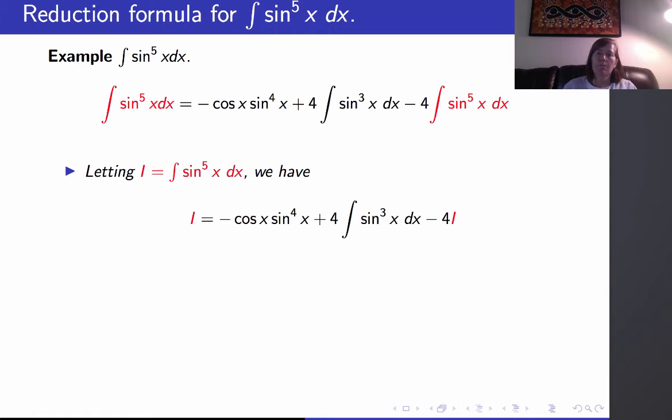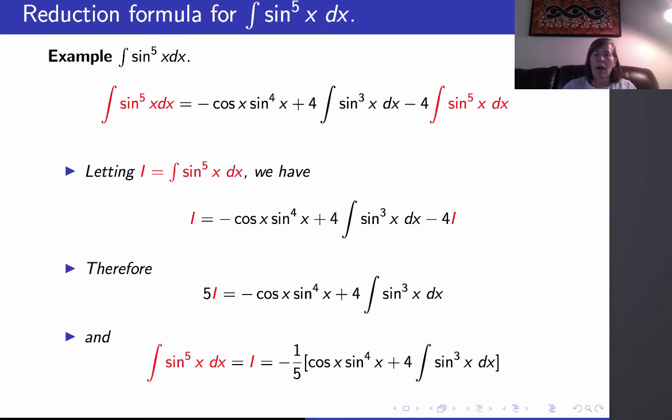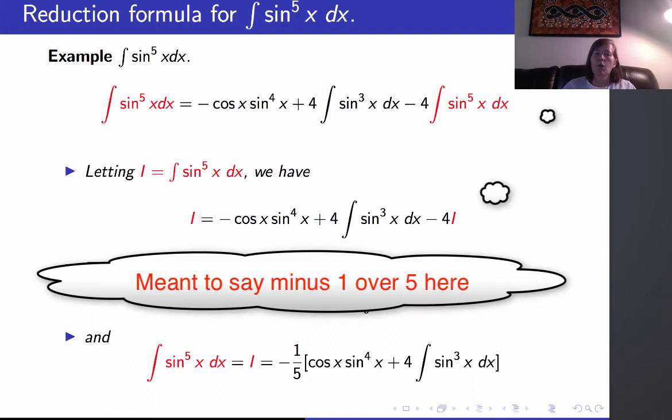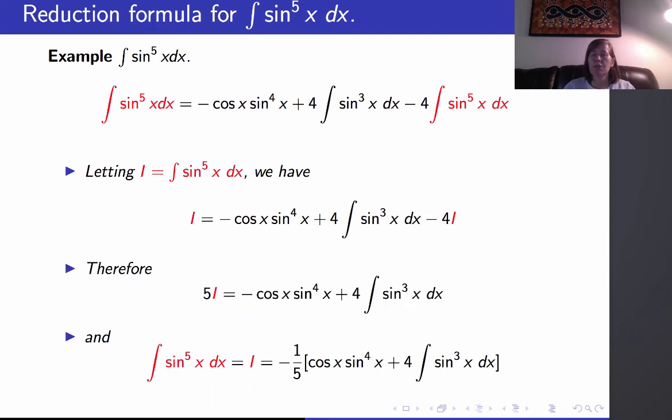Solving for I, we bring all of the terms with the I's to the left and everything else to the right, and we get 5 times I equals minus cosine x times sine to the 4x plus 4 times the integral of sine cubed x dx. And the integral of sine to the 5x dx, which is I, dividing the above equation by 5, is 1 over 5 times minus cosine x times sine to the 4x plus 4 times the integral of sine cubed x dx.